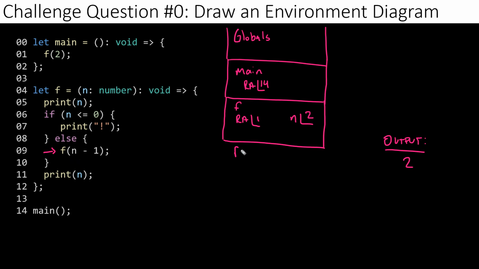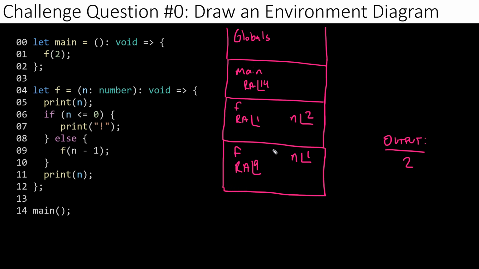Well, we set up a new frame named f. And the return address here is going to be line 9. And we're calling this f function with a value of n minus 1, which would be just 1, right? And so we're passing a value of 1 to the parameter n. Right? So what do we do when we set up a function call? Well, we pass in the parameters, we set up our return address, and we're ready to jump into this function.